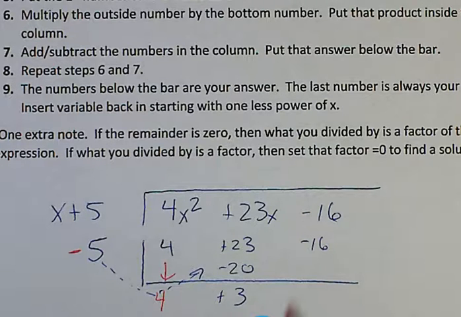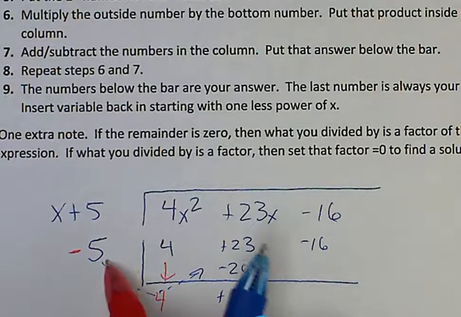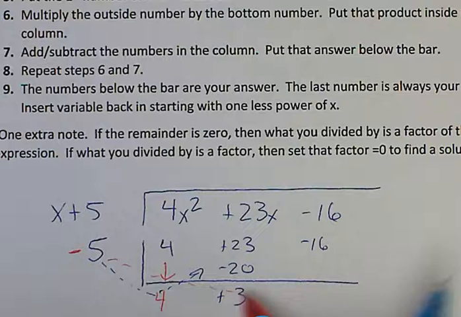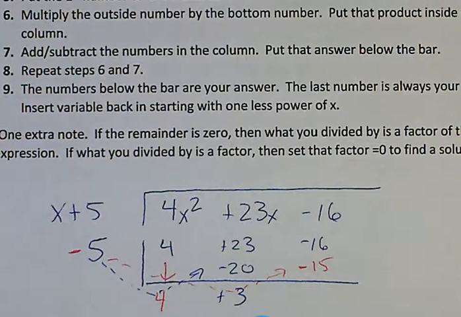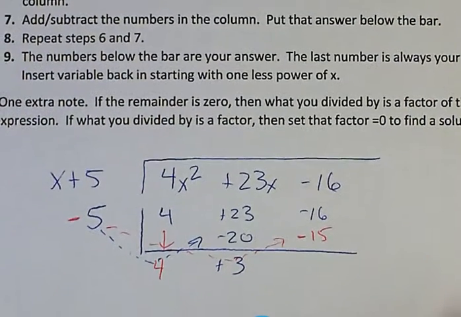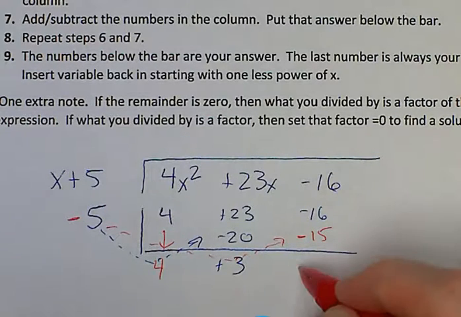Good. Now we go back and repeat. We're going to do negative 5 times positive 3, and put that number in the next column. Negative 5 times positive 3 is a negative 15. If you've got negative 16 and negative 15, that's going to make a negative 31.